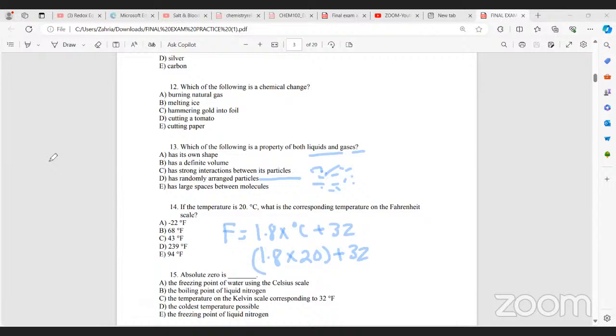Okay, Gannon, listen. 1.8 times 20 plus 32 gives us 68. Okay, so 68 is the answer for number 14. So B is the answer. So those of you all that got that, you are correct. 68.